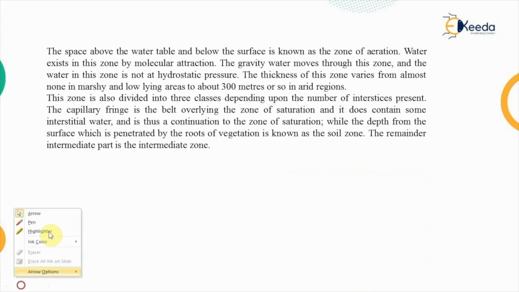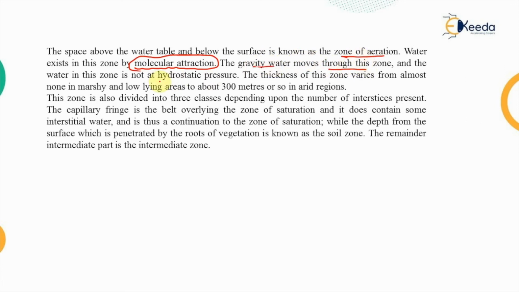Then the next zone is the zone of aeration, in which the water exists by molecular attraction, while in the zone of saturation it was present freely in the voids. Now the gravity water which is moving through this zone is not at hydrostatic pressure, and the region is usually marshy in this case, and the depth is up to 300 meters. And it is further classified into three classes depending on the number of interstices or voids which are present.